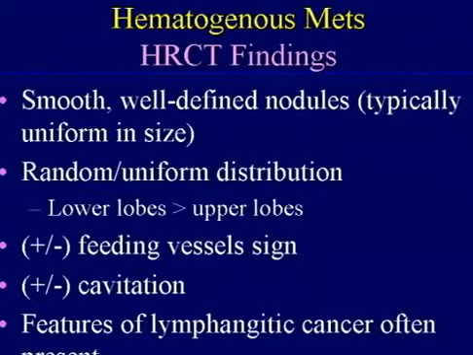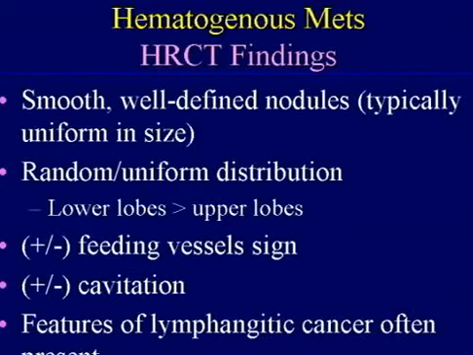So smooth, well-defined nodules, random or uniform, typically more lower lobe. You may see feeding vessels. Of course, they're metastases for the most part, so you can see cavitation. And you may see features of lymphangitic carcinomatosis, because remember that lymphangitic carcinomatosis is hematogenous disease, so you might expect to see some overlap.